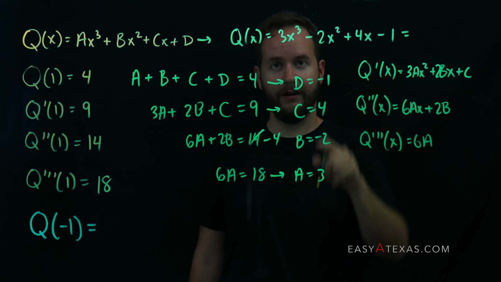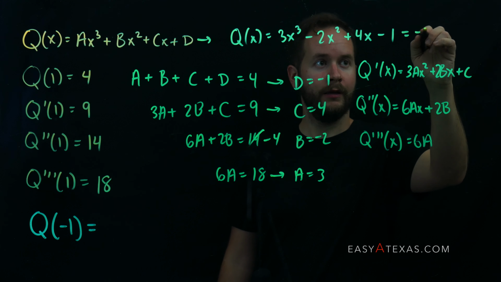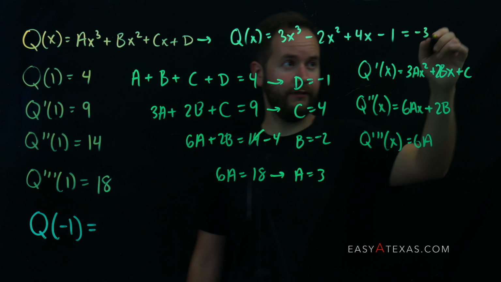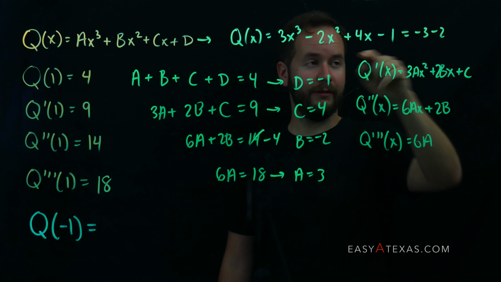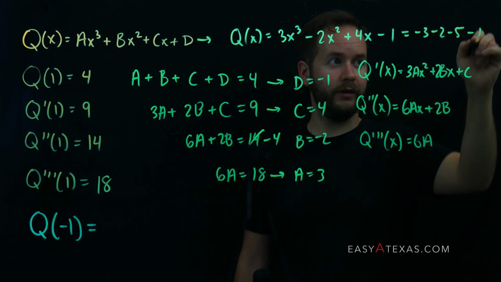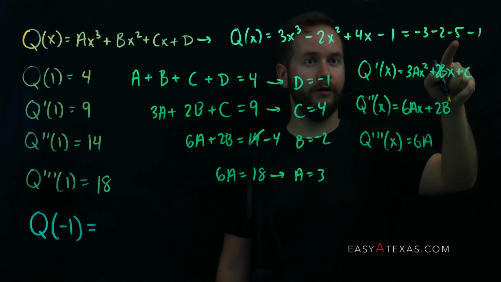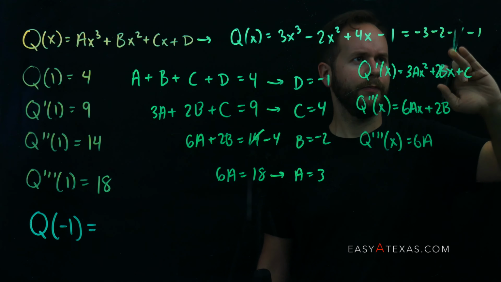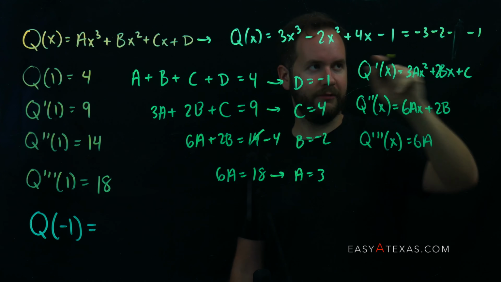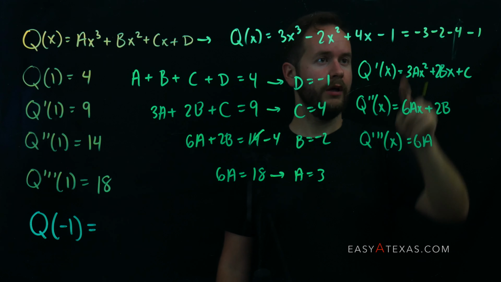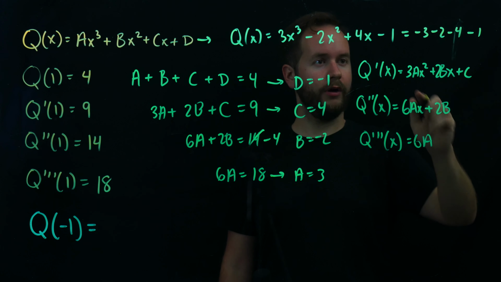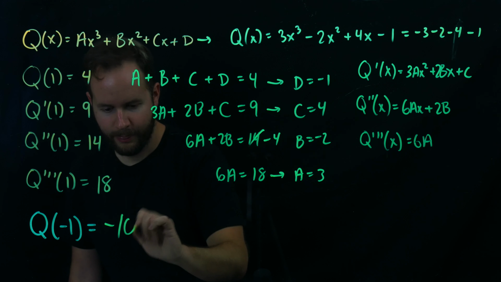Negative 1 cubed is negative 1 times 3 is negative 3. Negative 1 squared is 1 times negative 2 is negative 2. Negative 1 times 4 is negative 4. So this gives me minus 3 minus 2, not minus 5. Minus negative 1 times 4 is minus 4. There we go. Minus 3 minus 2 minus 4 minus 1 all equals negative 10.